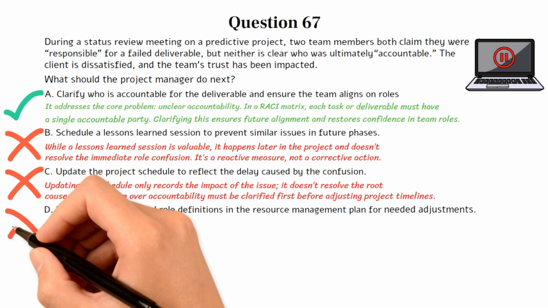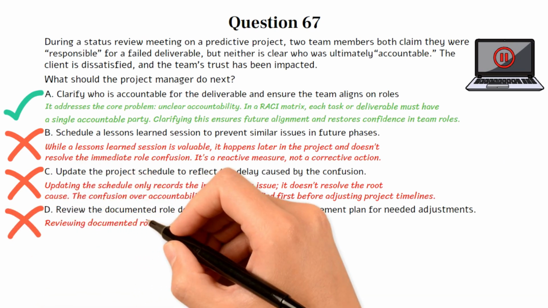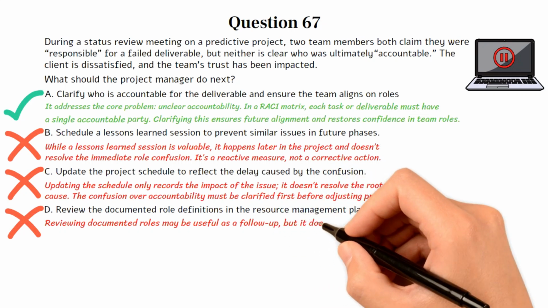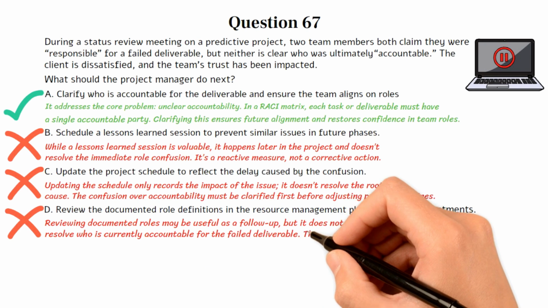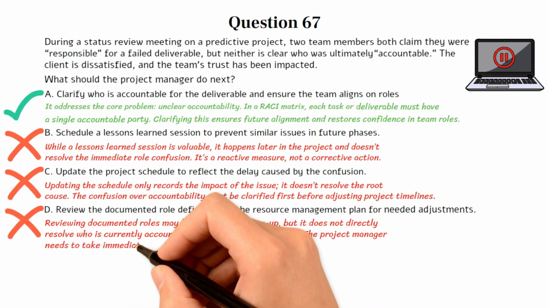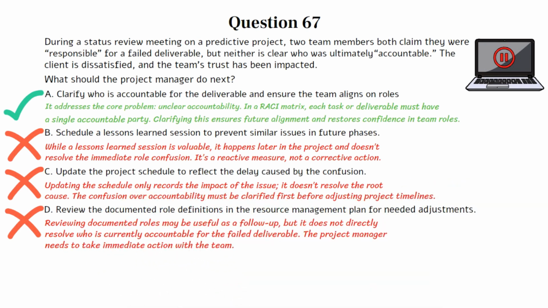Choice D is incorrect. Reviewing documented roles may be useful as a follow-up, but it does not directly resolve who is currently accountable for the failed deliverable. The project manager needs to take immediate action with the team. Let's move on to the next question if you're ready.